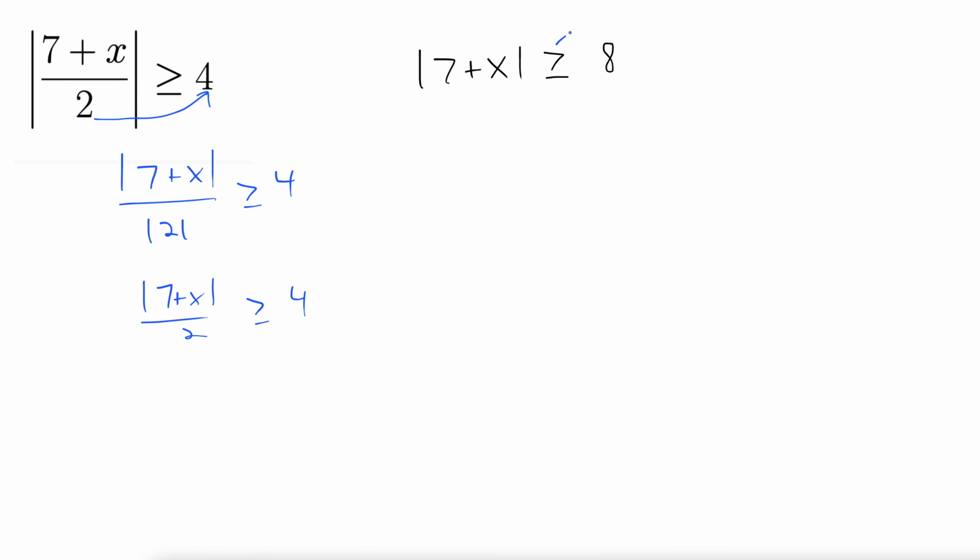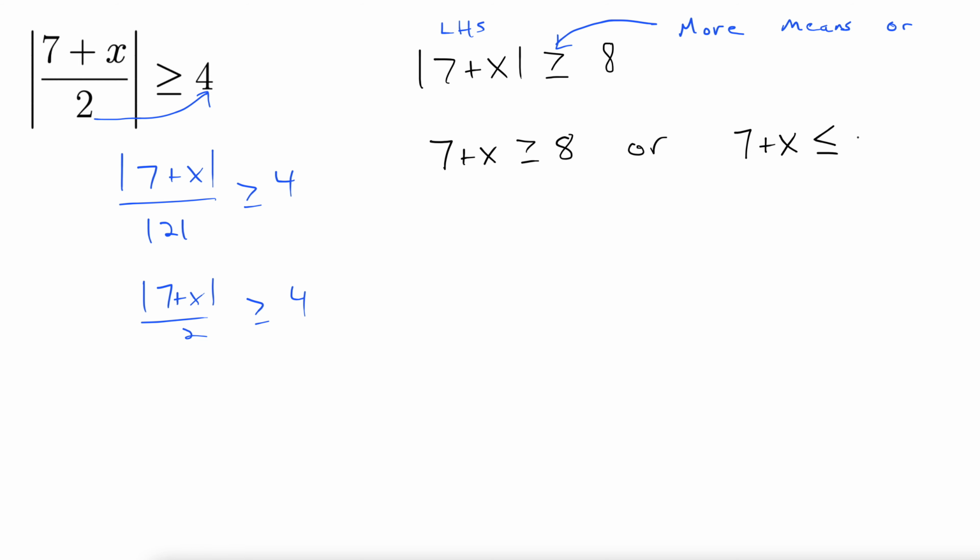So this is more, and the absolute value is on the left-hand side. So I'm going to use more means or. More means or, which tells us the following. This gives us 7 plus x greater than or equal to 8. I just dropped the absolute value there. Or, now I'm going to rewrite it, 7 plus x. I change the direction of the inequality, less than or equal to, and I tack on a negative, negative 8.